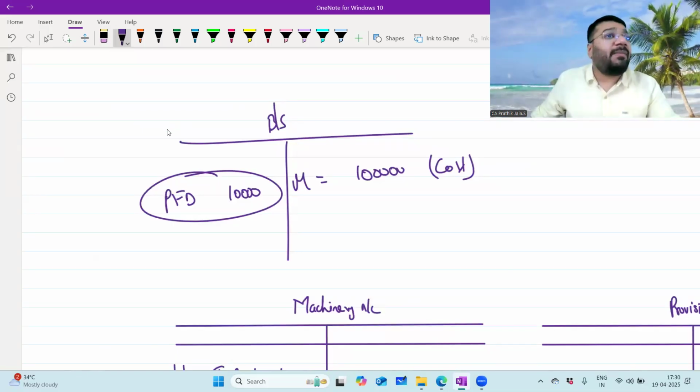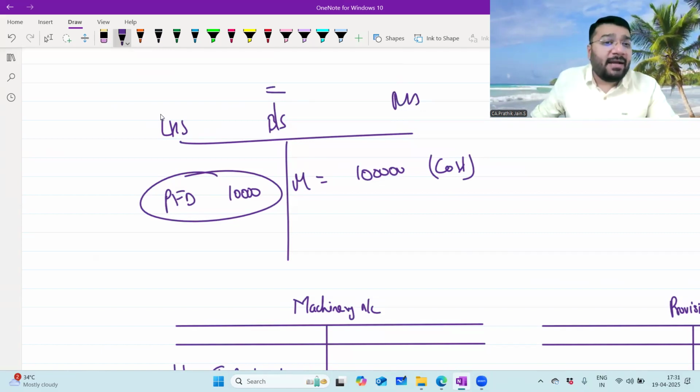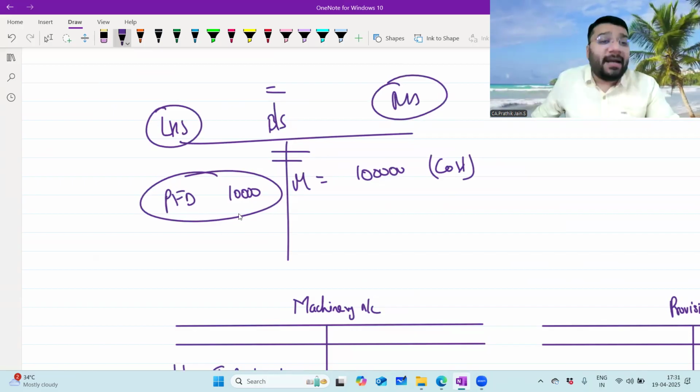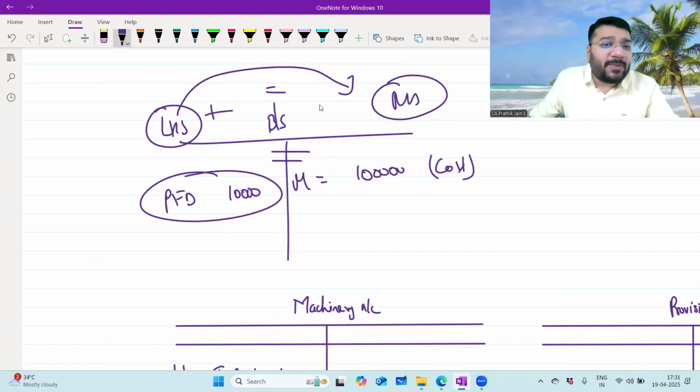So in mathematics, the left hand side is equal to the right hand side. Like that, this is the liability side, this is the asset side, and the center line is like your equal to. So when I take anything from the left hand side to the right hand side, plus becomes minus. So this plus 10,000, when it goes to the other side, becomes minus 10,000.